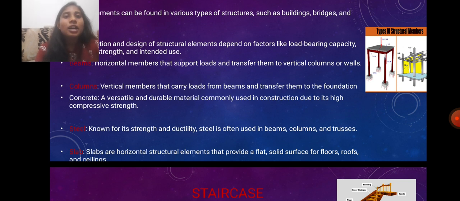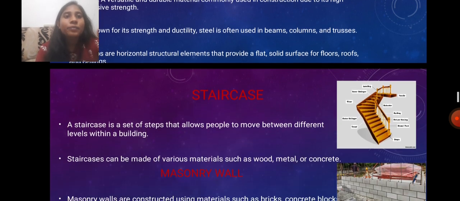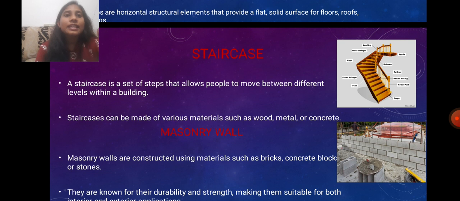Next comes slabs. A slab is a horizontal structural element that provides a flat, solid surface for flooring, roofing and ceilings. Next comes staircases. A staircase is a set of steps that allows people to move between different levels within the building, which helps us move from one floor to another. Staircases can be made of various materials such as wood, metal and concrete.